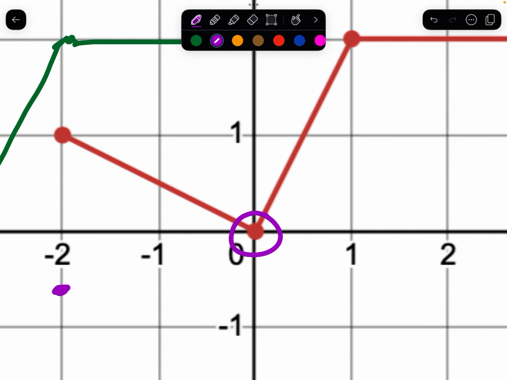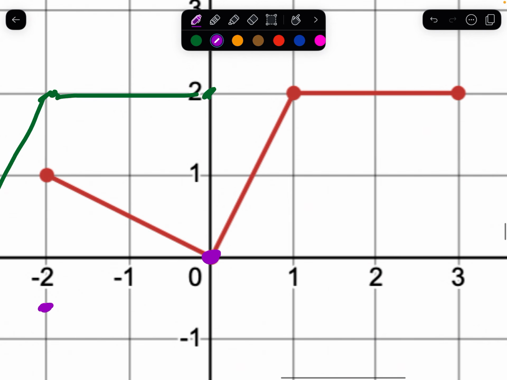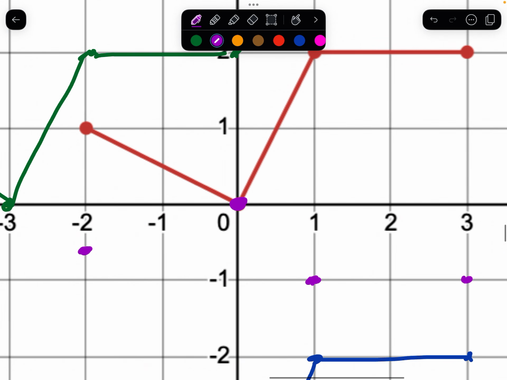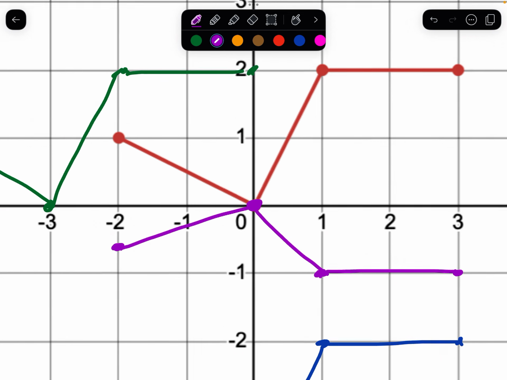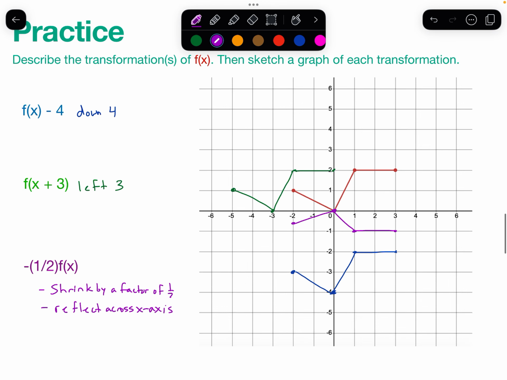This point has a y-coordinate of 0. If I multiply that by 1/2, I still get 0. And since it's on the x-axis, I can't reflect it across the x-axis because it's on the x-axis. These 2 points have y-coordinates of 2. If we cut those in half, multiply them by 1/2, they'll turn into 1. But then remember, we've got to reflect those across the x-axis down here to negative 1. Notice that when we shrink or stretch, we do change the overall appearance of the graph, not just its location on the coordinate plane like with a translation.